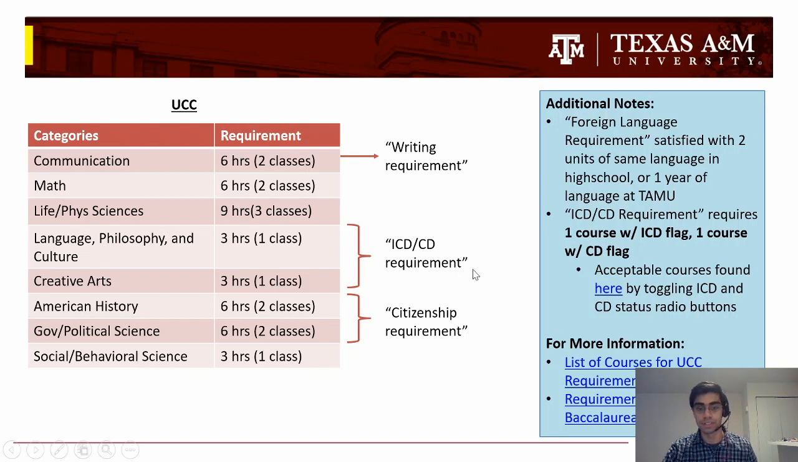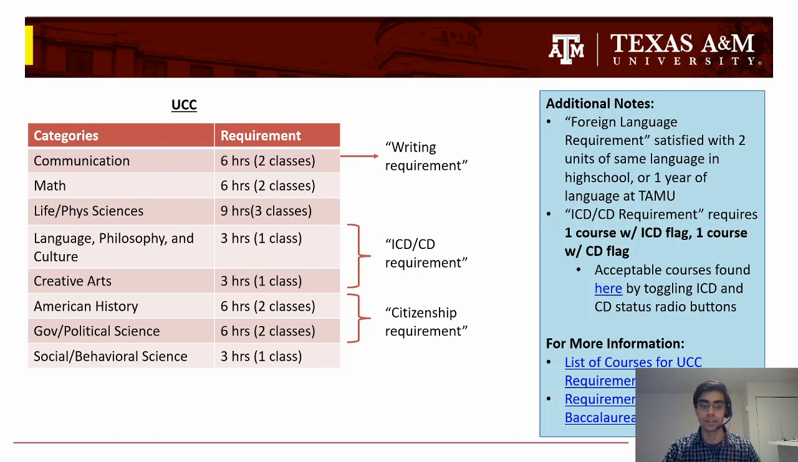What I want to point out specifically here is the ICD-CD requirement, because I've seen a lot of freshmen get tripped up by this. So there are two categories here that are at play. The UCC categories require you to take courses in different fields that fulfill those requirements for UCC. ICD and CD are different requirements, but you can fulfill those requirements using courses from these fields. So as I've noted here, the ICD-CD requirement requires one course with an ICD flag and one course with a CD flag.